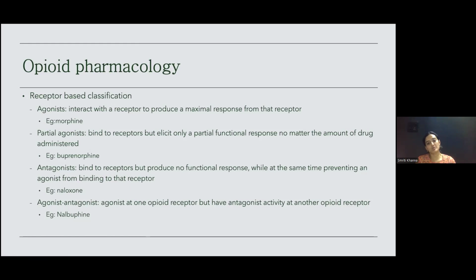They produce a partial functional response no matter the amount of the drug administered, and these were developed to prevent the phenomenon of drug abuse or drug overdose. So buprenorphine is a partial agonist. Then we come to antagonists who bind to receptors but don't produce any functional response. These are used primarily in drug addiction. Naloxone is one of these. They can also be used in opioid overdose to prevent further symptoms. And then we have agonist antagonists, which are agonist at one receptor, but they have an antagonistic activity at another opioid receptor. Primarily, we end up using the agonists and the partial agonists in our practice.